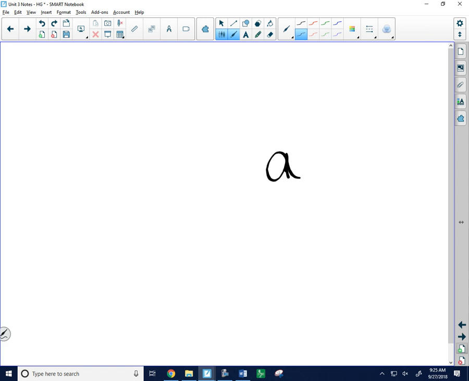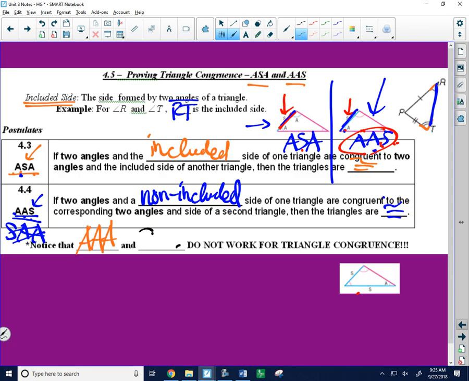Now, here's what I read. I don't want you to have to actually write it down. SSA is how the state test would show it. It would be a wrong answer, but SSA or ASS. Just write the word. So I'm going to write over here SSA. That is the one that doesn't work.